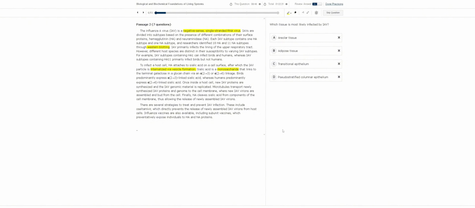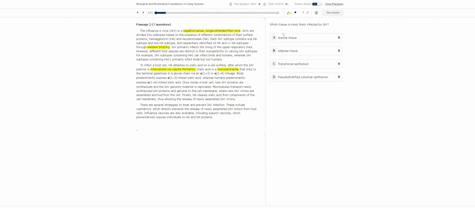Question number 6 of passage 2. Which tissue is most likely infected by IAV? So if you recall from the first paragraph, they said that IAV primarily infects the lining of the upper respiratory tract. And so this respiratory tract is known to catch mucus and any foreign particles, which stick to the cilia of the cells.